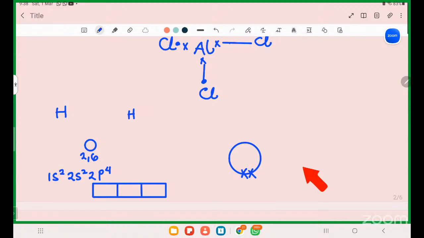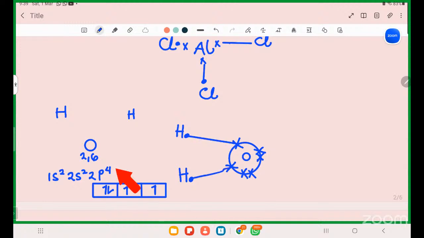1, 2, 3. Then you fill the orbitals. You singly fill before you double fill. So these two electrons are together, and you fill them this way. This electron is standing alone, you put it here, and this electron alone, you put it here. Then you bring down the two hydrogens. This is oxygen, don't forget. Then you bring the hydrogen with its single electron, and the second hydrogen, so they form bonds.